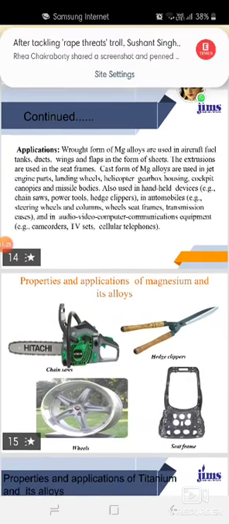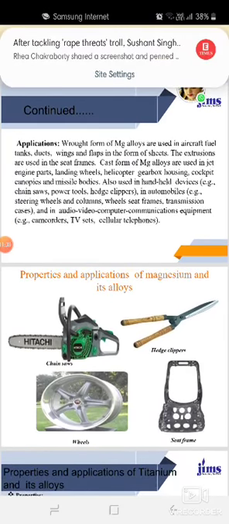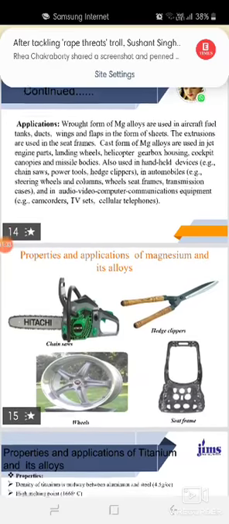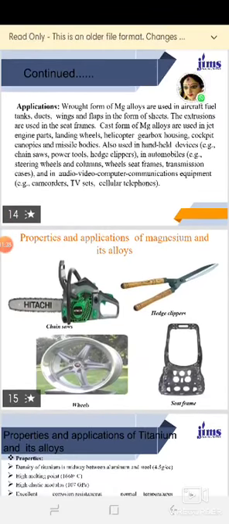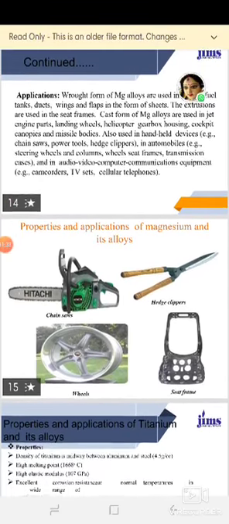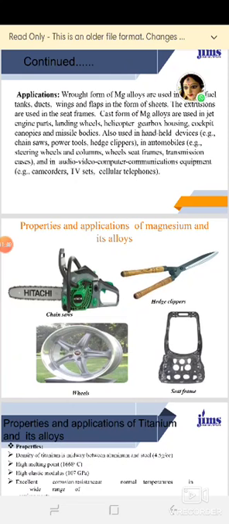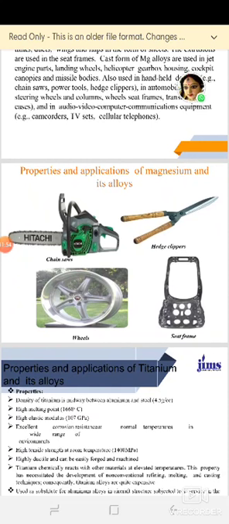Its applications: wrought forms of magnesium alloy are used in aircraft fuel tanks, ducts, wings, flanks. The extrusions are used in seat frames. Cast forms of magnesium alloy are used in jet engine parts, landing wheels, helicopter gearboxes. Also used in handheld devices like chainsaws, power tools, hedge clippers, and in automobile steering. I have given this diagram. Property and application of magnesium and its alloy: chainsaws we have, hedge clippers we have, wheels we have, and seat frames we have.